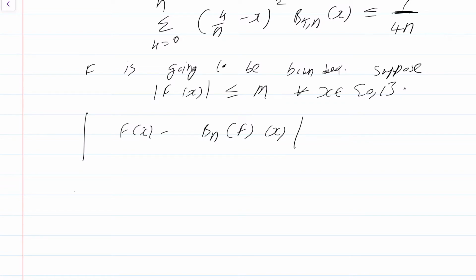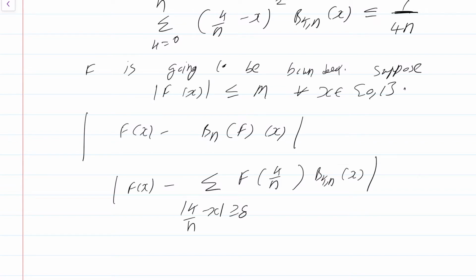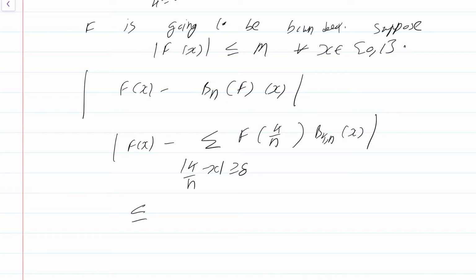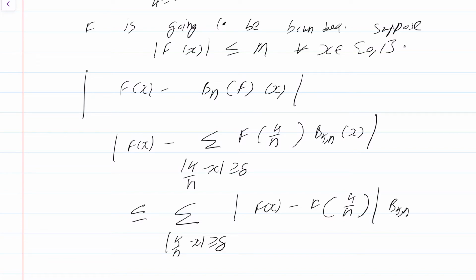This is going to be nothing but summation of f of x minus f of k by n times b_k^n(x). So I shouldn't really write equal to. I should write, we are first analyzing those terms for which |k by n minus x| is greater than or equal to delta. So we are essentially analyzing the parts where |k by n minus x| is greater than or equal to delta separately. So this, which we already know, is going to be less than or equal to the summation over |k by n minus x| greater than or equal to delta of mod f of x minus f of k by n times b_k^n(x).